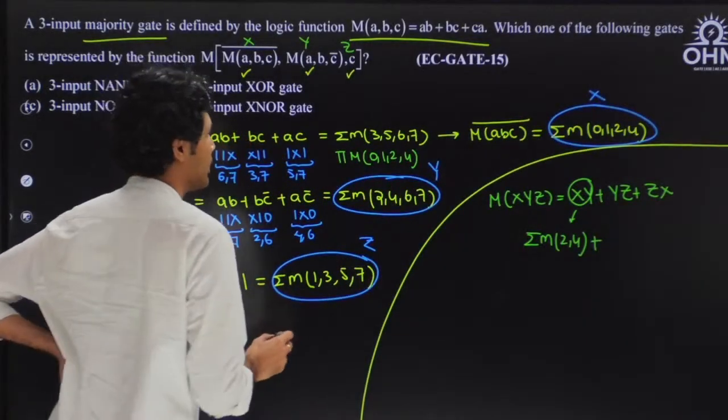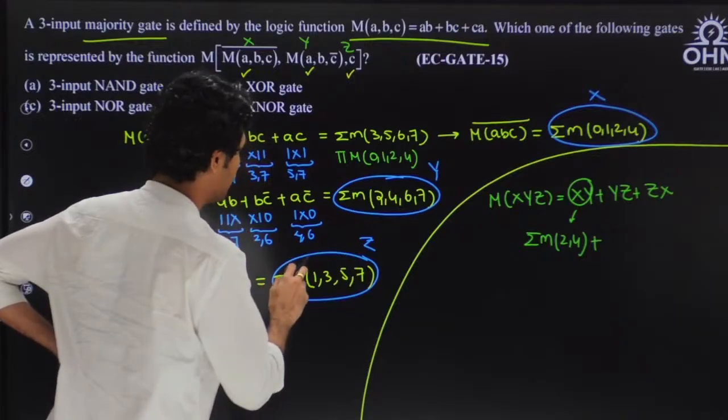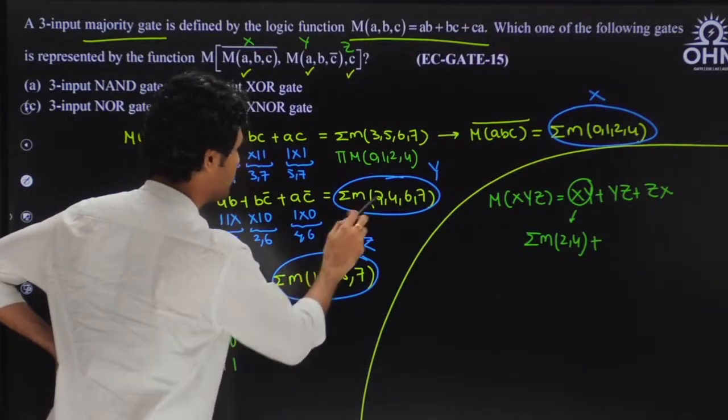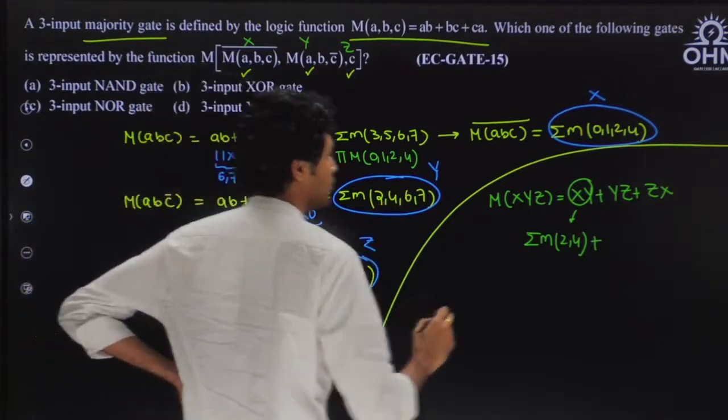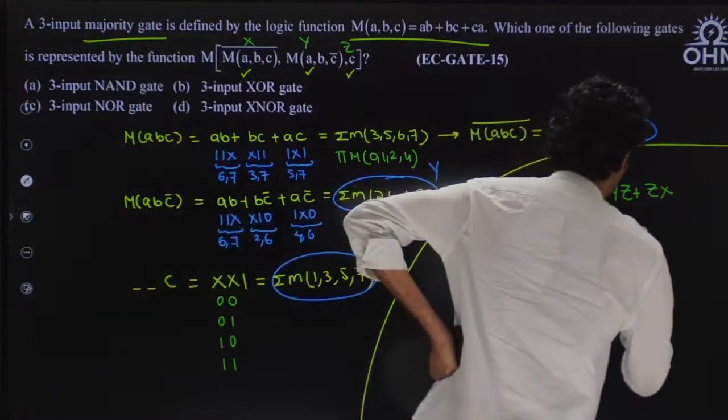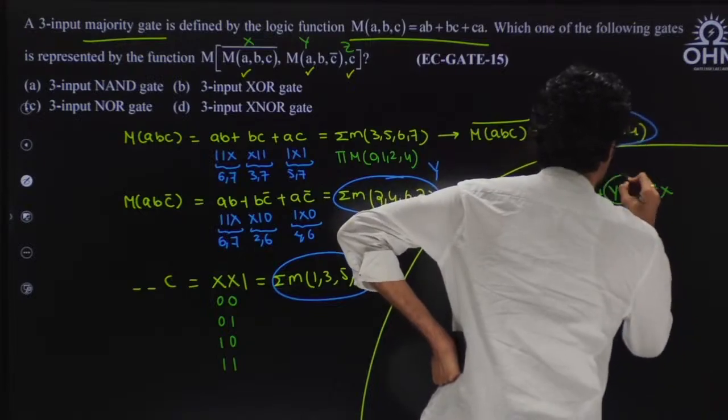So in case of y and z, 1 is present here, not here. 3 is present here, not there. 5 is present here, not there. 7 is present in both cases. So it is sigma min terms only 7. This is for y z.